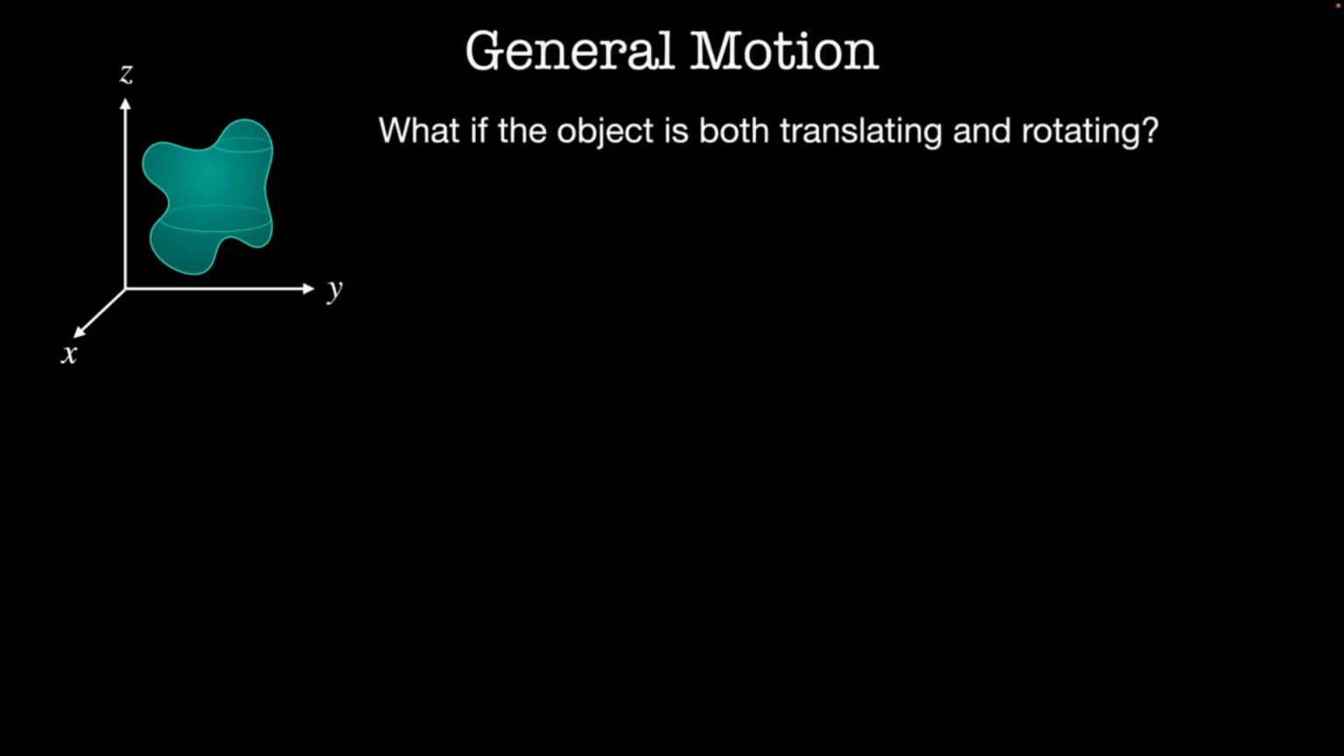What if our object is both translating and rotating? Imagine now that our object is translating at some velocity v cm while rotating about some axis omega, which is no longer anchored to the origin.